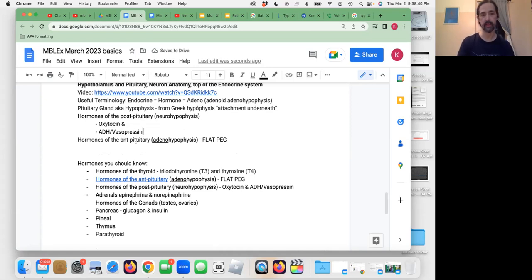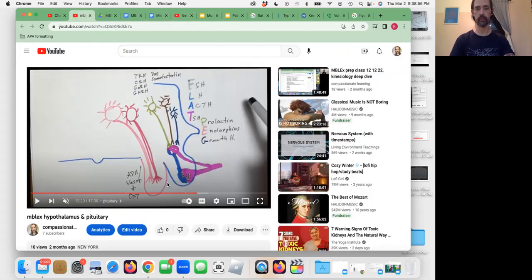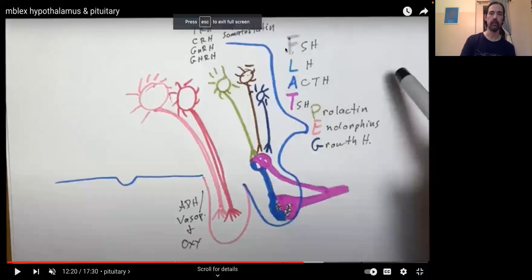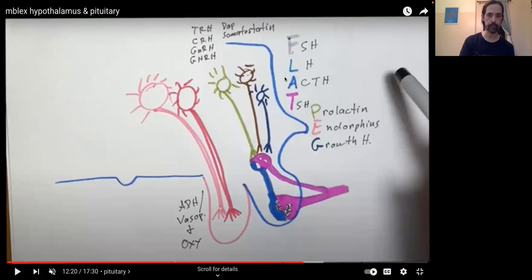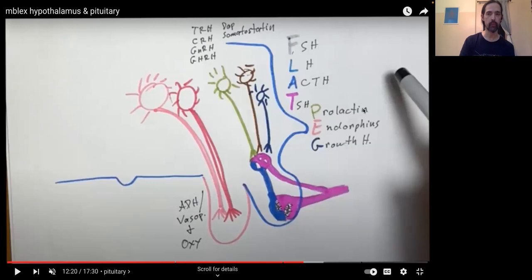The hormones of the anterior pituitary gland, or adenohypophysis, are a little bit more involved, and they go by the acronym flat peg. And I'm going to write down each one of those for you in a minute. Let's go over them here, and then I'll write them down. So flat peg stands for follicle stimulating hormone, luteinizing hormone, adrenocorticotropic hormone, thyroid stimulating hormone, prolactin, endorphins, and growth hormone.